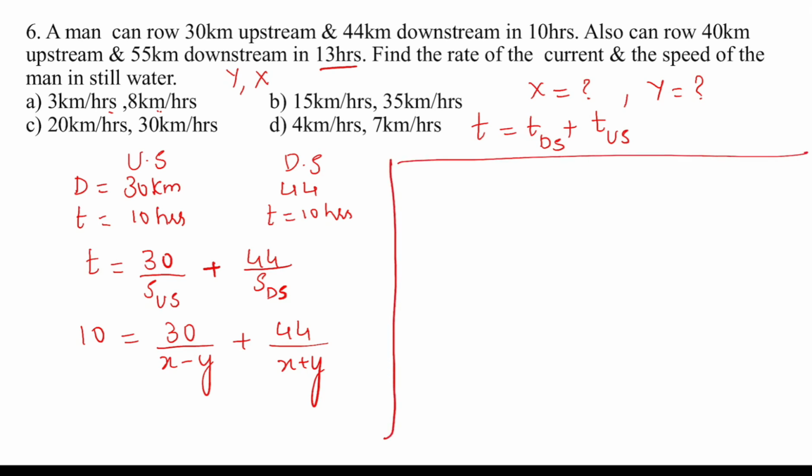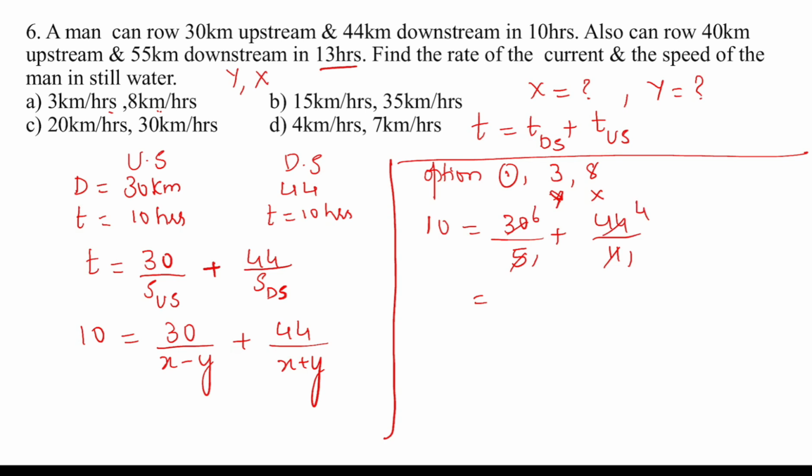Okay, let us take option 1. Option 1 is 3 kilometer and 8 kilometer. So let us substitute. 3 will be Y and 8 will be X. So 10 is equal to 30 divided by 8 minus 3, which is 5, plus 44 divided by 8 plus 3, which is 11. So 5 sixes are 30, 11 fours are 44. So 6 plus 4 is 10. Yes. So the first option itself is the answer.